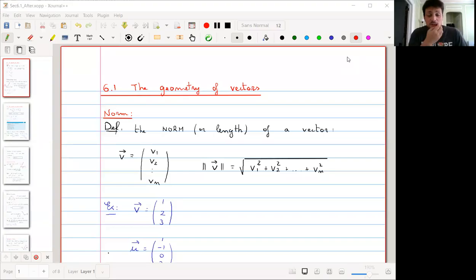Hello everyone. In today's video, we think about some of the geometric features of the vectors that we've been working with so far. And we'll define a couple new notions and explore their implications.